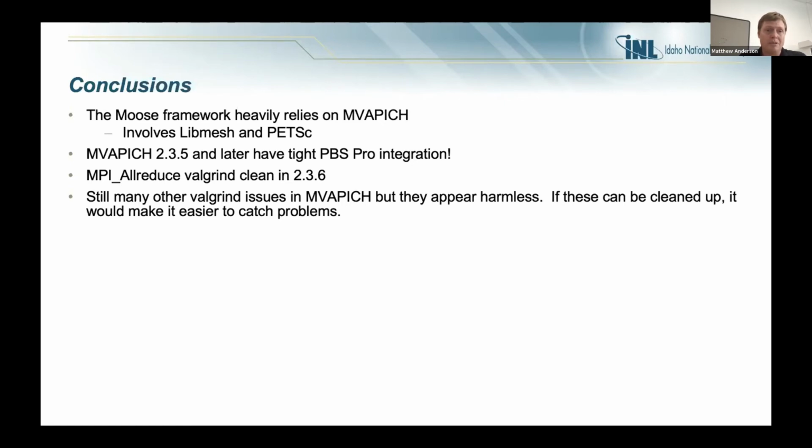And then the Valgrind issue: 2.3.6 released, fixed for MPI all reduce. Many other Valgrind issues in MVAPICH, they do appear harmless. If these can be cleaned up, it'd make it easier for us to catch problems. So just a little success story. We're very happy, and of course, this work was done by myself and Peter Sebel here at INL, and Hari, who actually helped us sort out our MPI abort problem when we were doing the tight coupling with PBS Pro. So that's all I have.